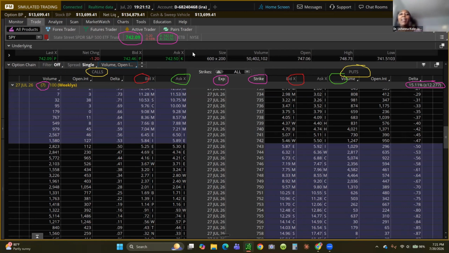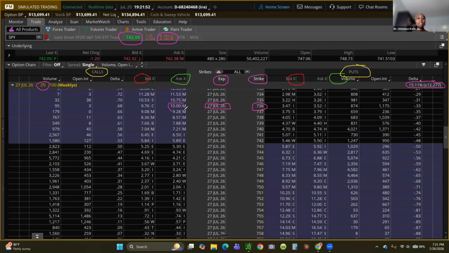In order for me to make money on my calls, I need to be in the money. And I have $1,000 to spend. So I think it's going to go to 745. I can spend up to $1,000, which is the 736 strike. What is that delta? That delta is 68. So that's a 68% chance of my option being in the money by expiration, which is July 27th. Let's do it. So that's this strike here, 736, expiring July 27th.